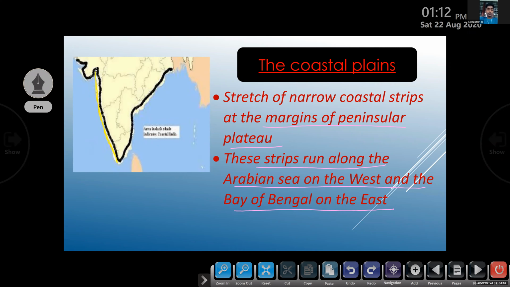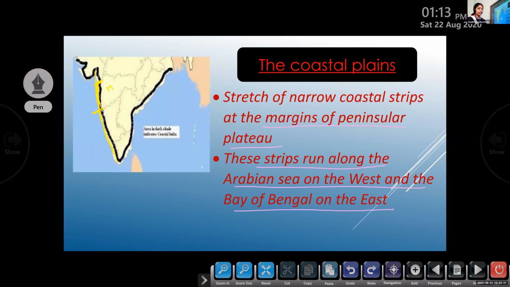Then, what is the first division? First division is Konkan Plain or Konkan Coast. This is the state Maharashtra, from Mumbai to Goa. This is the first division of western coast. This area is known as Konkan Plain, from Mumbai to Goa.